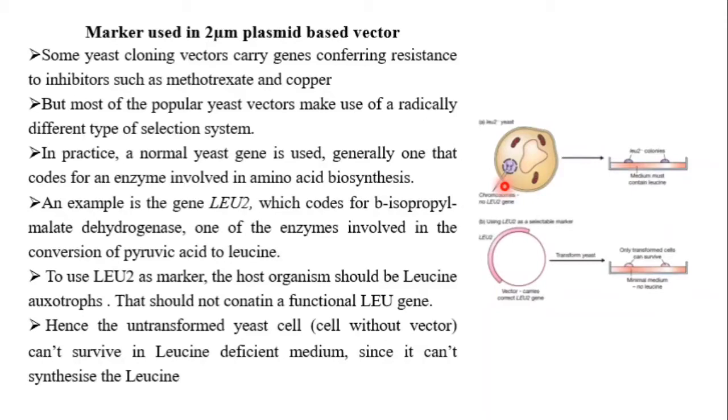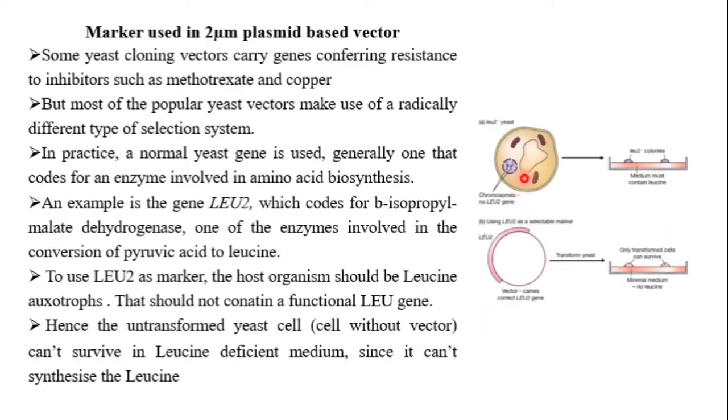This yeast cell is a leucine auxotroph, so it only grows in medium containing leucine. And when we are transferring this 2 micron plasmid, which contains one gene, the LEU2 gene, taken as a marker, to this host cell.